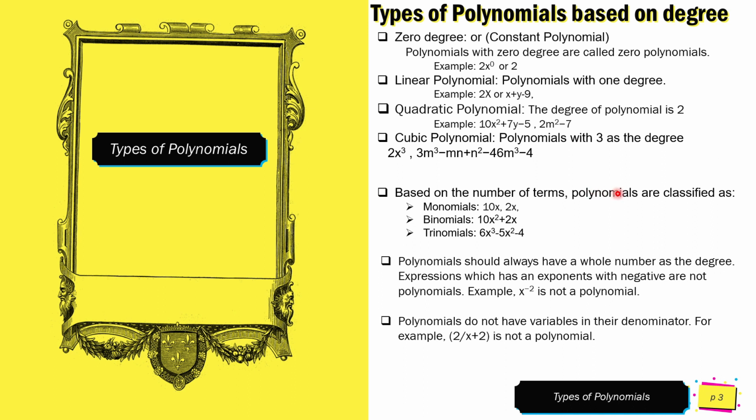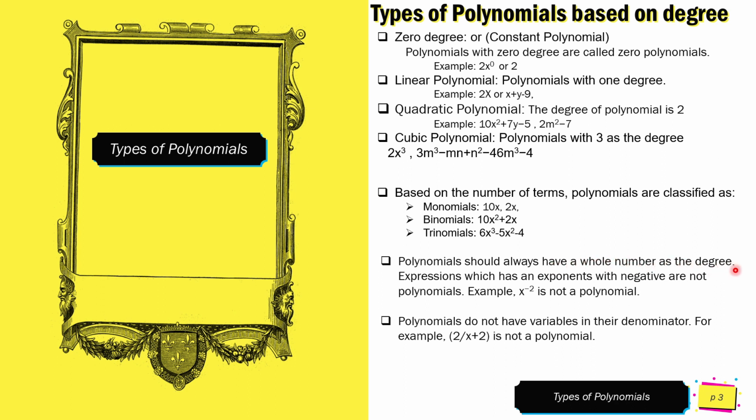polynomials are further classified as monomial, binomial and trinomial. Monomial means only a single term is involved with the coefficient. Binomial means two terms are involved, bi means two, tri means three, so three terms are involved. So a polynomial should always have a whole number as the degree. This is very, very important. This we need to understand.